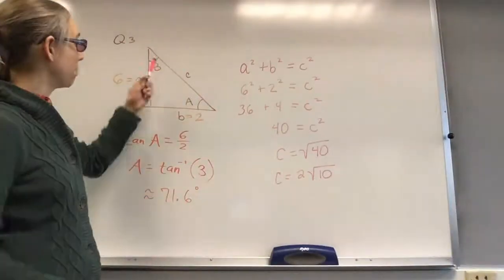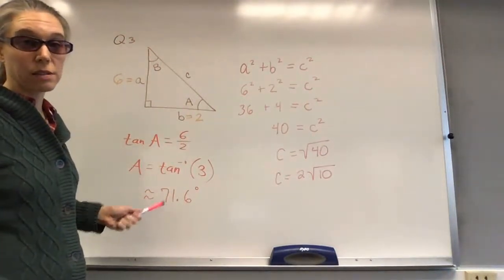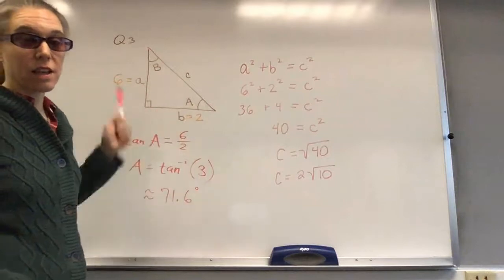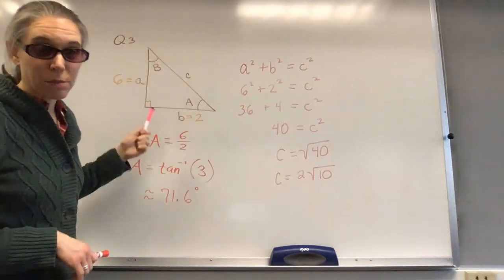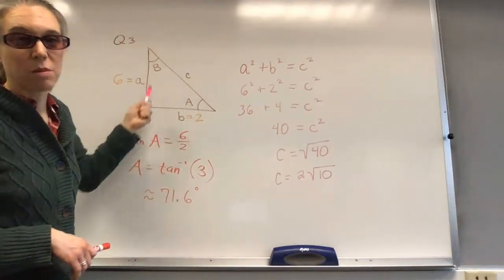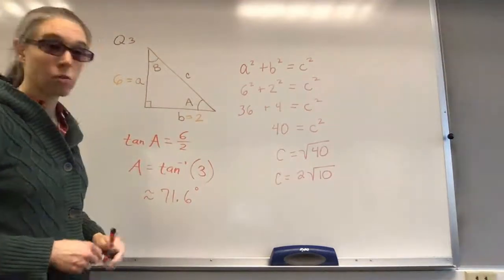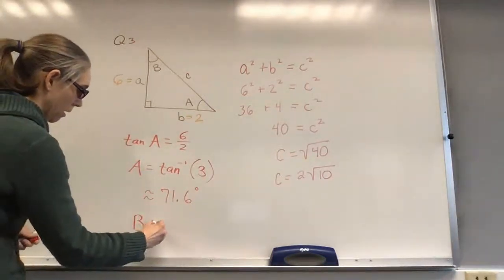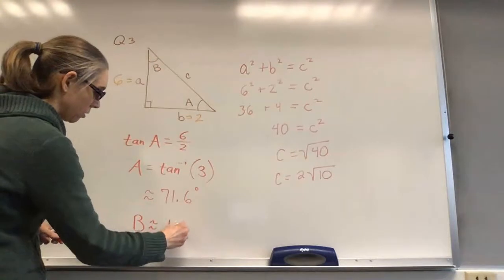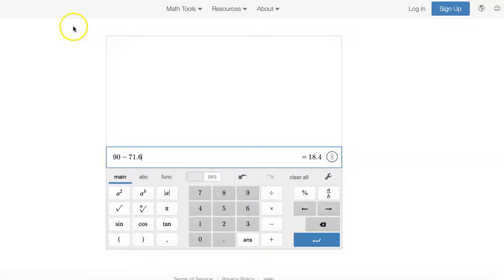Next, to find angle B, all we need to do is subtract angle A from 90 degrees, because the sum of the angles in a right triangle are just like any other triangle. They add up to 180 degrees, except with having a 90-degree angle already, that means the acute angles have to add up to 90. So we just subtract 71.6 from 90. And then B is then equal to 18.4 degrees. And here it is on the calculator for you.